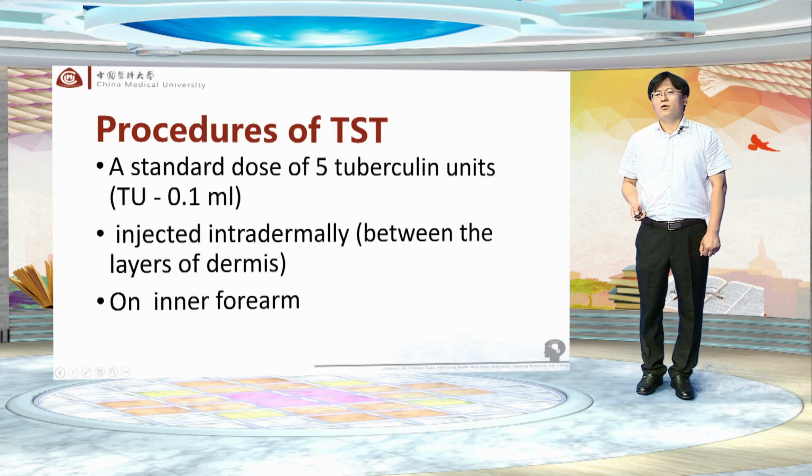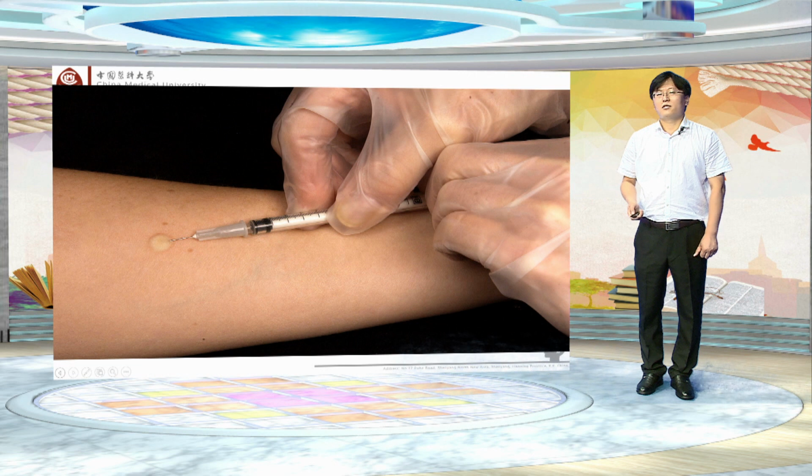To do TST, we need a standard dose of 5 tuberculin units. We inject tuberculin intradermally on the patient's inner forearm, just like this.